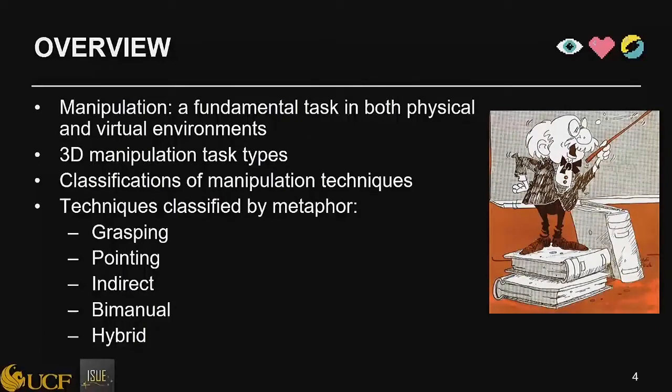So when we talk about manipulation, as I said, it's fundamental in both the physical and virtual worlds. In the physical world, we do it all the time. There's a lot of different task types when we think about 3D manipulation, and in order to manipulate something, you need to select it. So they go hand in hand. There are different classifications for these manipulation techniques, and the way that we're going to talk about them is basically classifying by metaphor. We're going to talk about grasping, pointing, indirect techniques, bimanual techniques, and hybrid techniques.